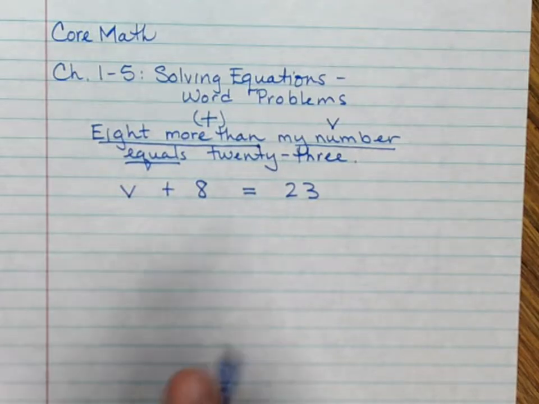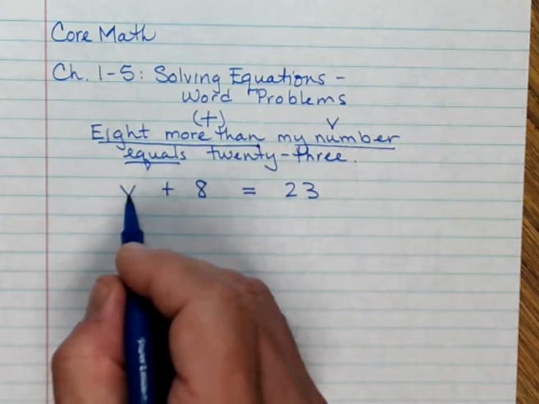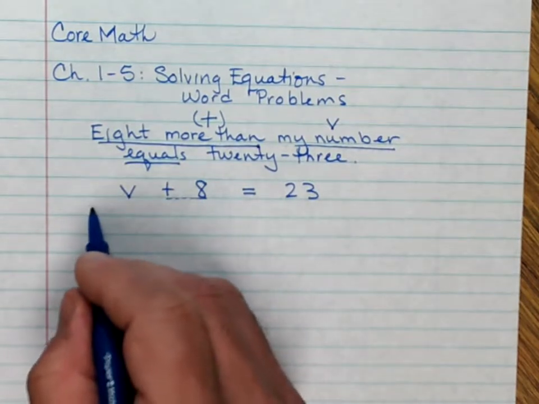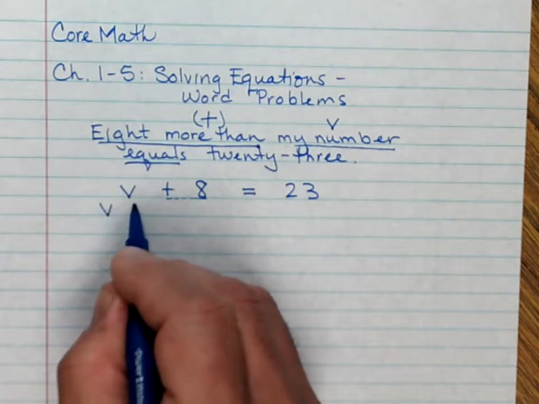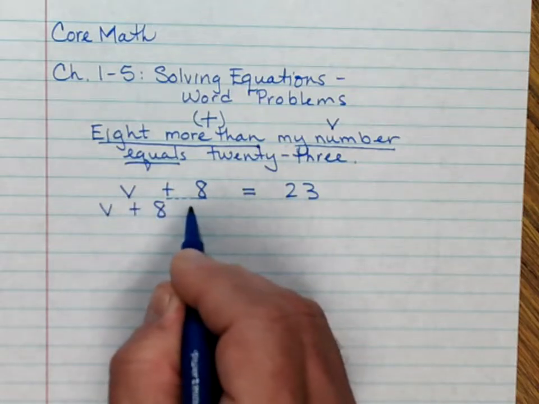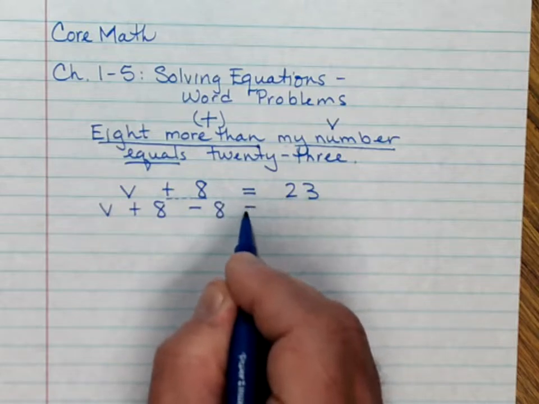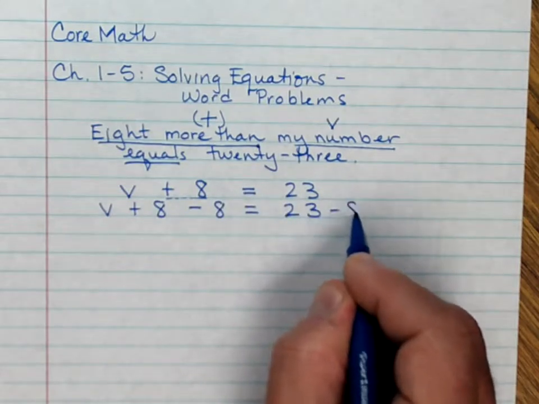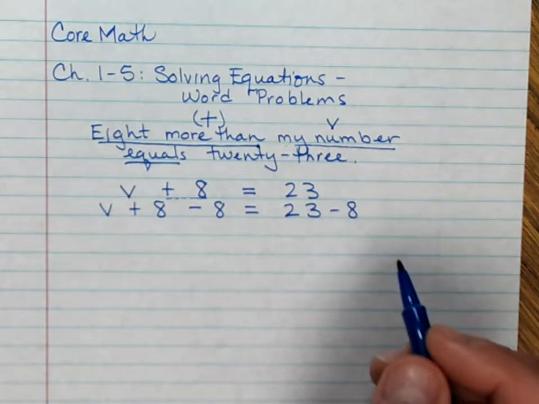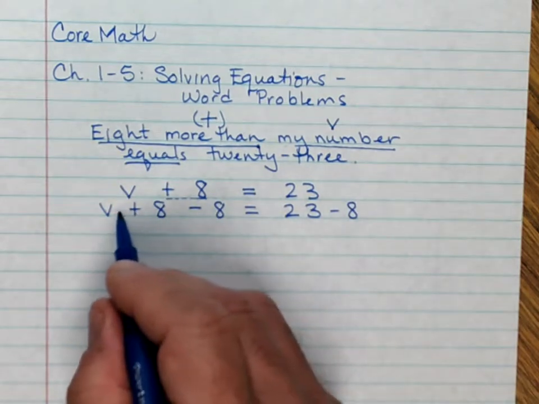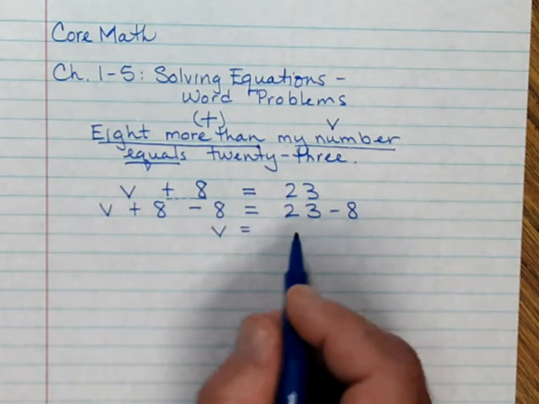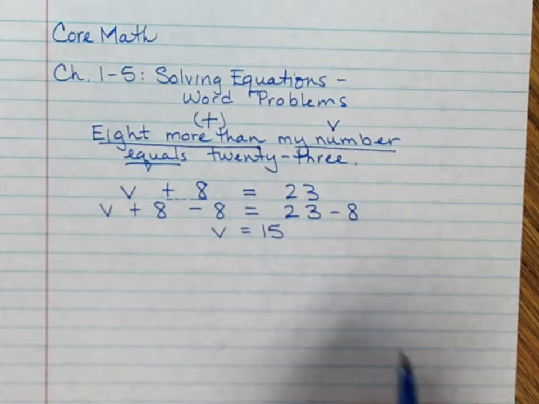This is a simple little one-step equation. We want to isolate our variable, so we're going to do the opposite of adding 8. We're going to subtract 8. So V plus 8 minus 8 equals 23 minus 8. These are opposites, leaving you with V, and 23 minus 8 is 15.